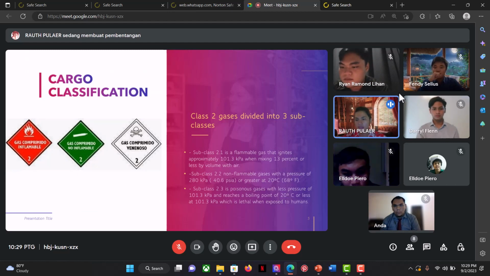As usual, I will include some examples of gases. Some example gases in class 2 are butane lighters, butane gas, medical oxygen, and aerosols.